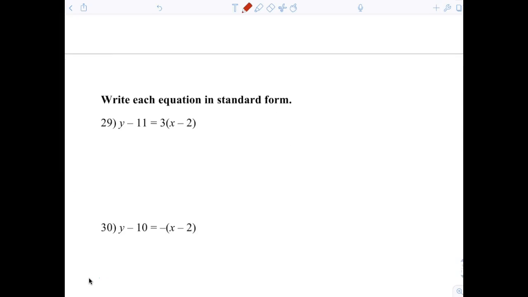Now on 29, highlight 29. Now this time you got to do standard form. So it's not that you're writing the equation, you're just converting the equation to standard form. So everybody needs to write ax plus by equals c.